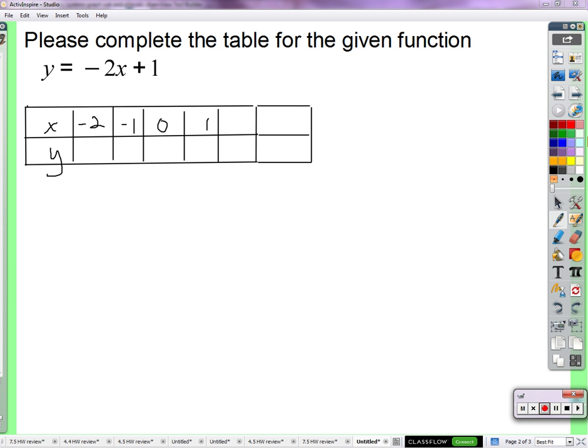The first one, Sarah, we're going to plug in -2. I'm going to do this real quick. -2 times -2, right? Because -2 next to an x is multiplication. Equals 4. So -2 times -2 is positive 4. Plus 1, we get 5. Alright, let me just... Actually, I don't need to do that.